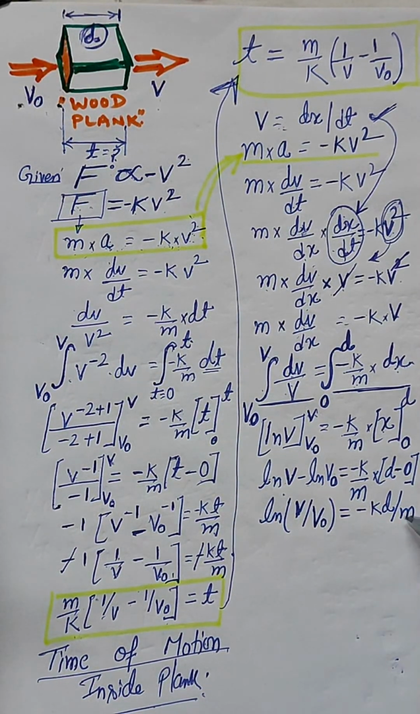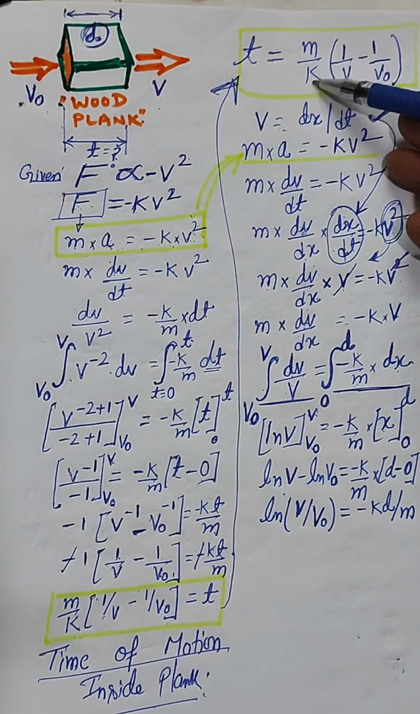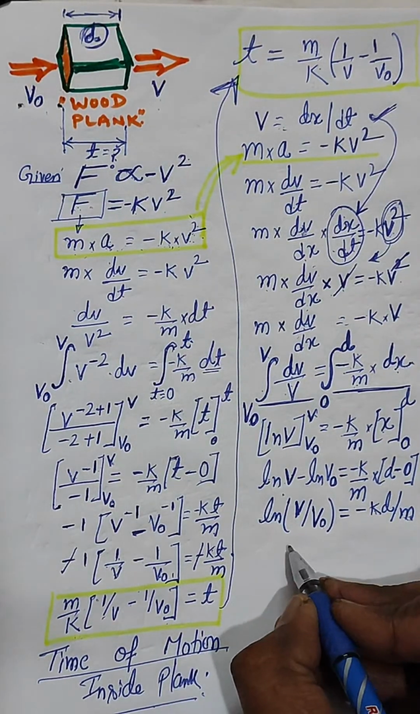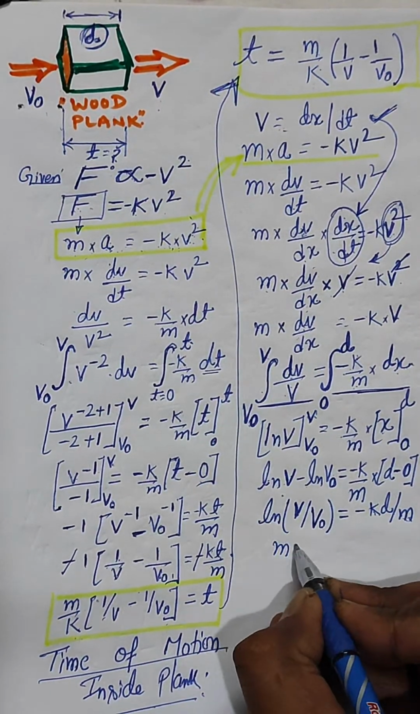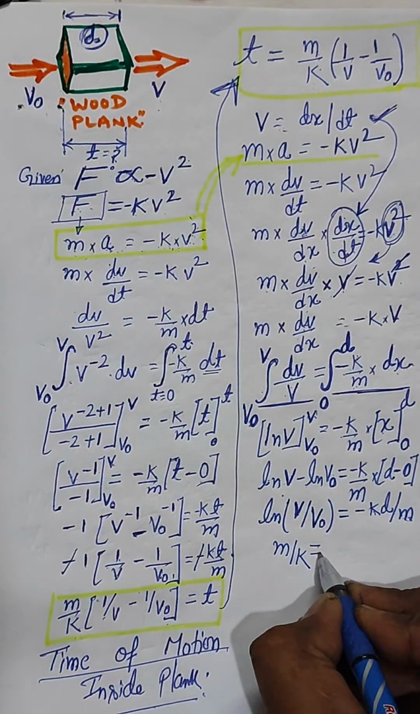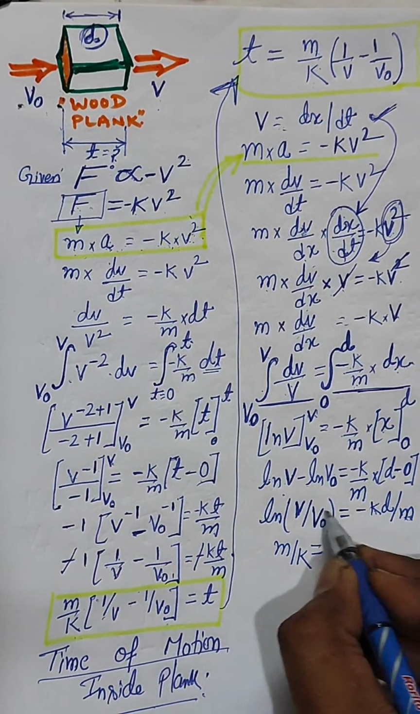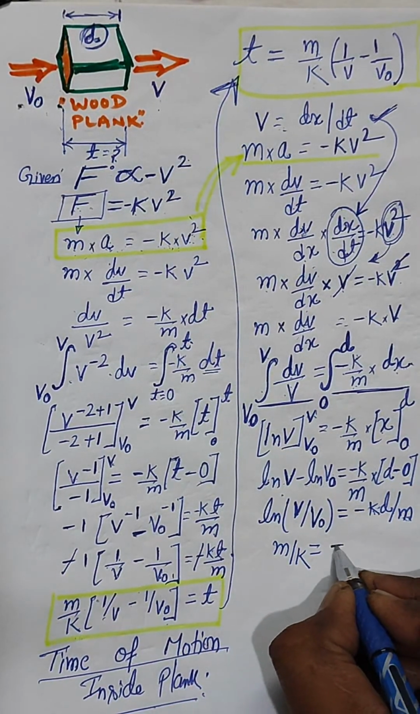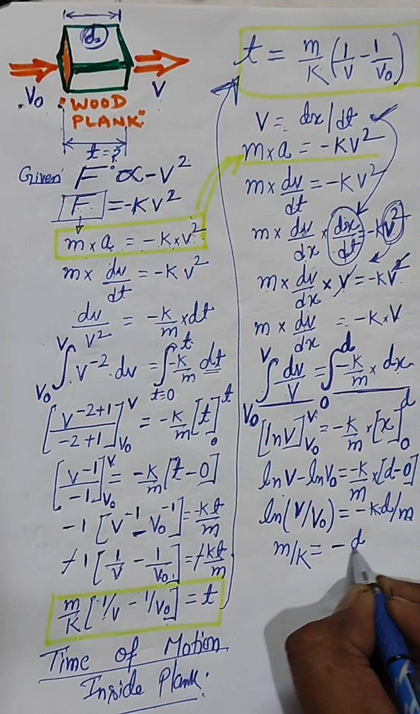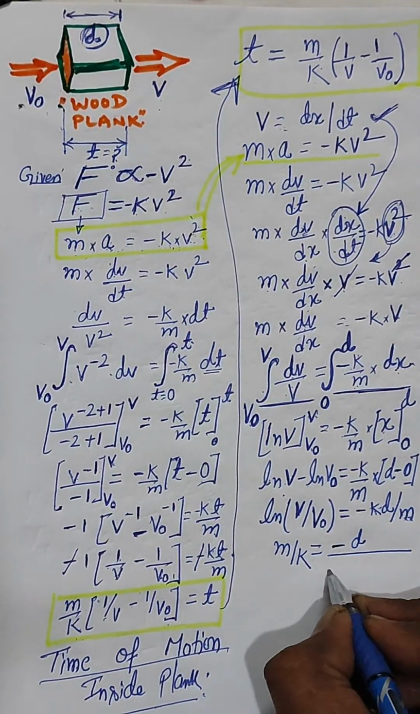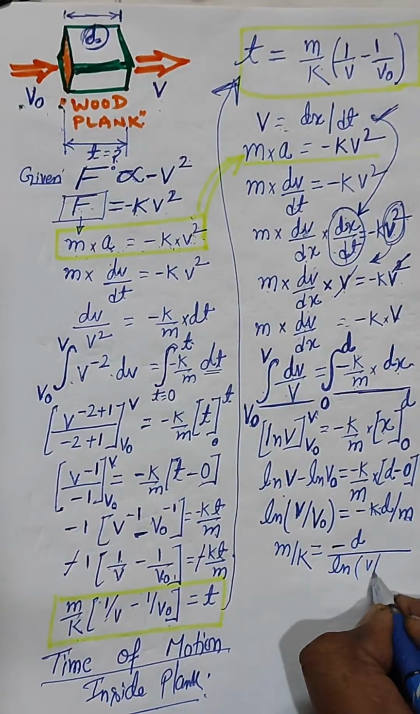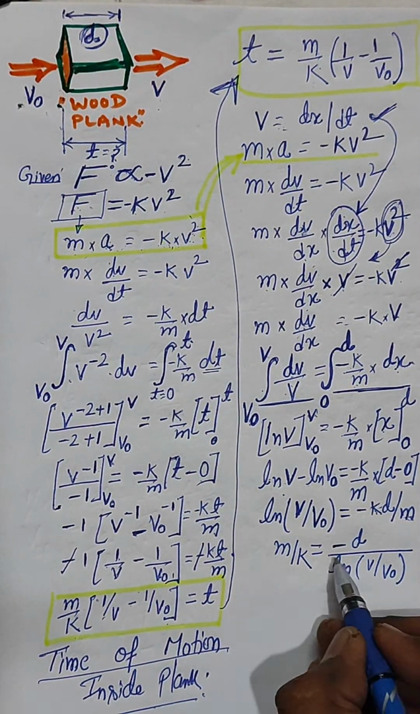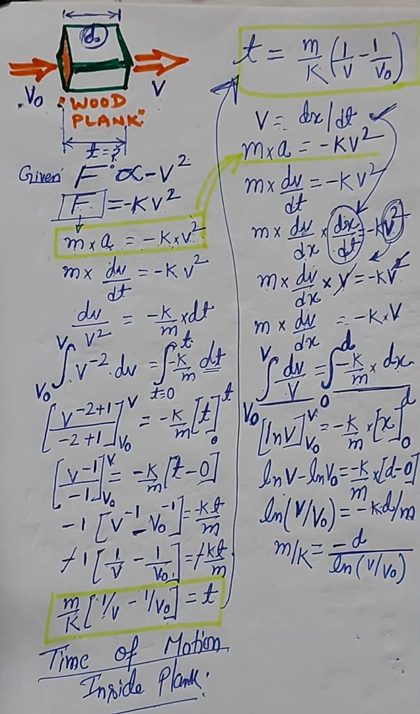So from here you can see we need to find m by k. So from here just replace m by k. When you bring m to the LHS and k to the other side, m by k will be equal to minus d divided by ln of v by v0, isn't it? Minus d divided by ln of v by v0, isn't it?